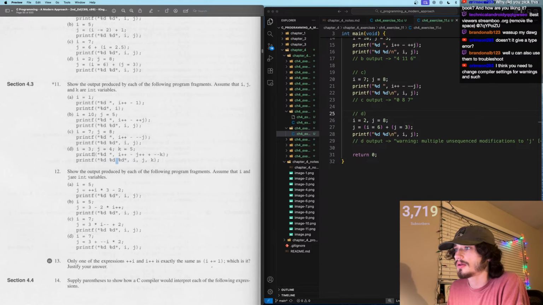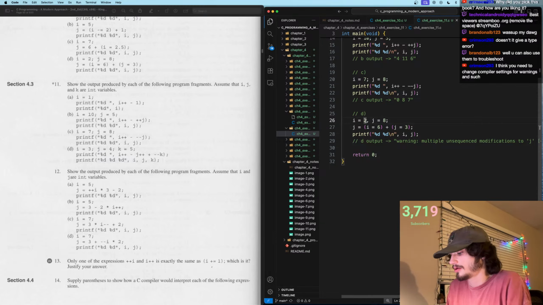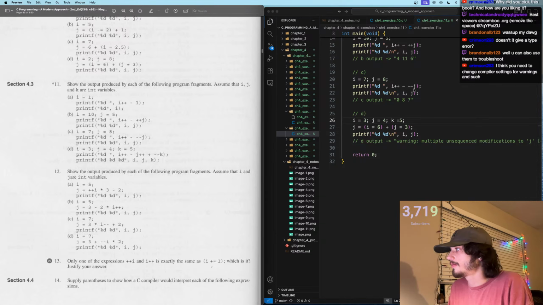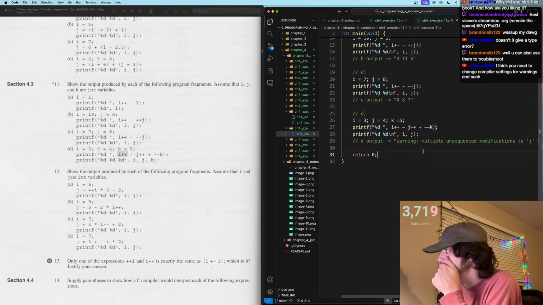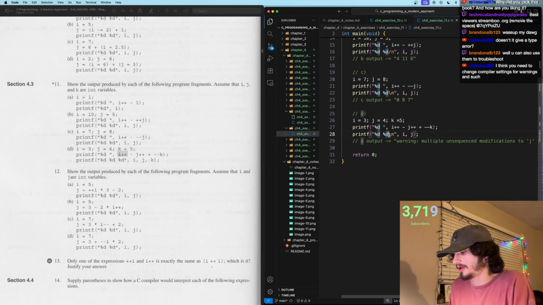D's output, i is 3, j is 4, and k is 5, right? We're going to call printf on "%d", i++ - j++ + --k. Okay. And then we're going to put in %d here and then put in k.